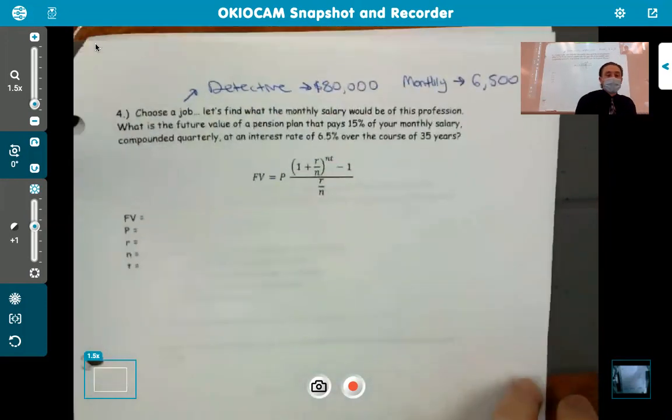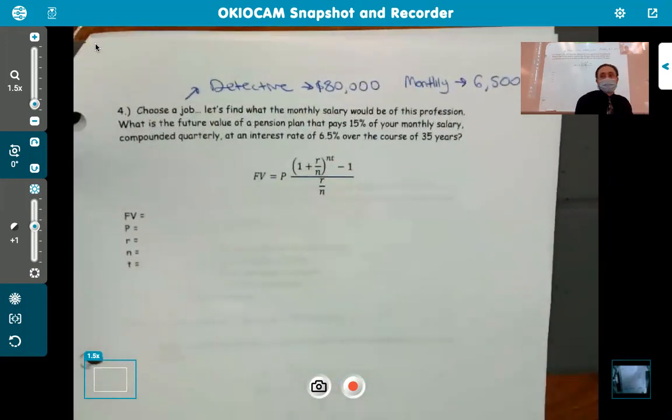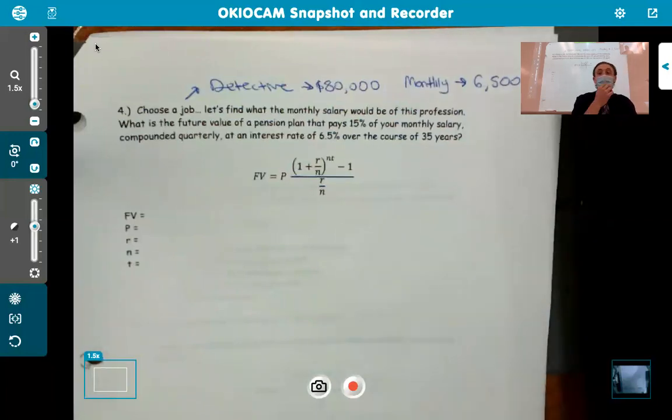It says, what is the future value of a pension plan? So I would imagine the FBI has a pretty sweet pension plan where they're getting a nice little retirement fund there at the end. Pays 15% of your monthly salary. All right. Some plans might be lower in percentages depending on what the job is. So we're going to take 15% of our monthly salary, essentially, put it away. It's going to be compounded quarterly at an interest rate of 6.5% over the course of 35 years. So you serve 35 years for the FBI. So whatever that number is going in the payment, right?